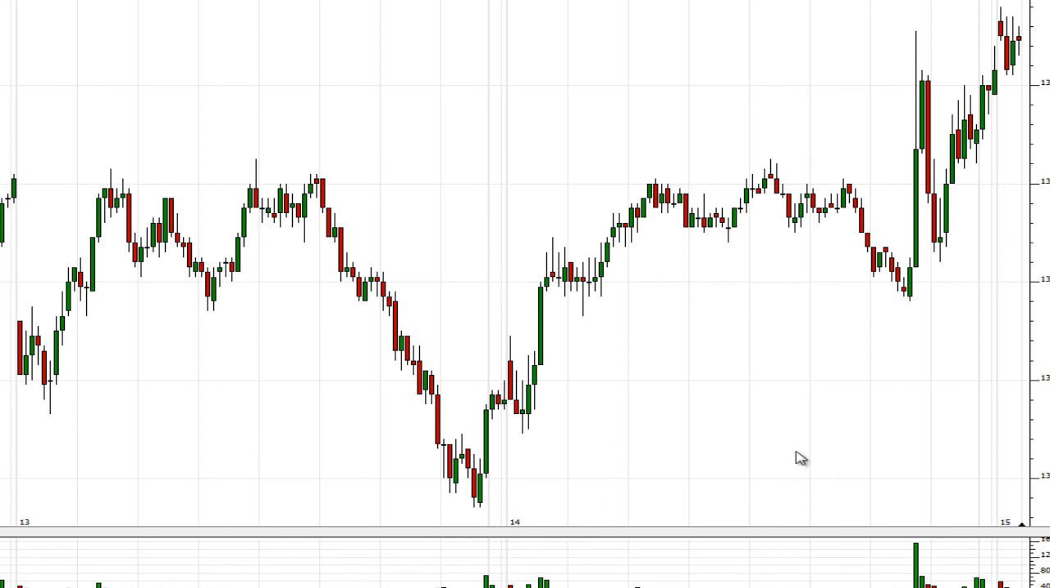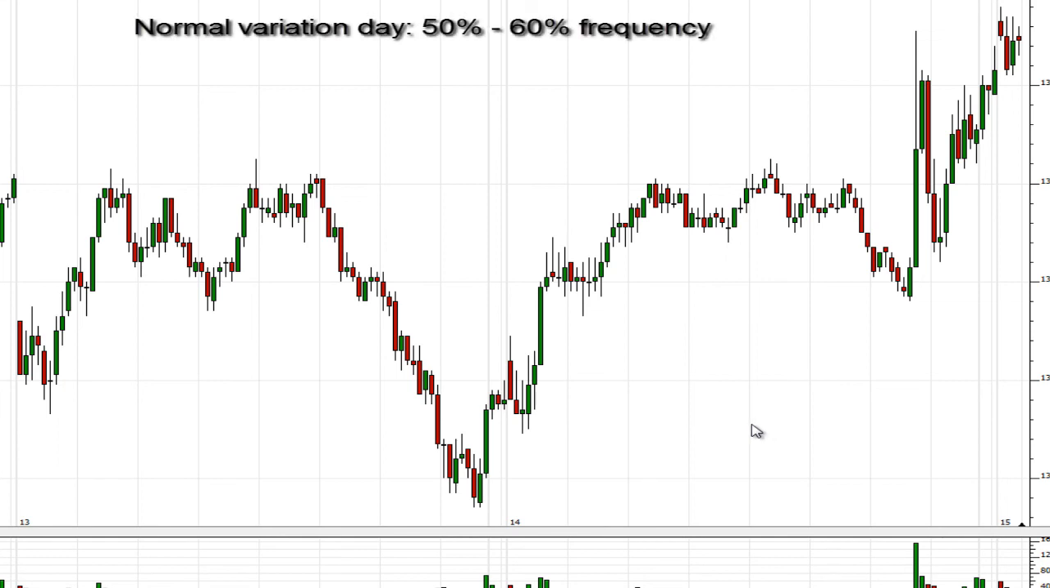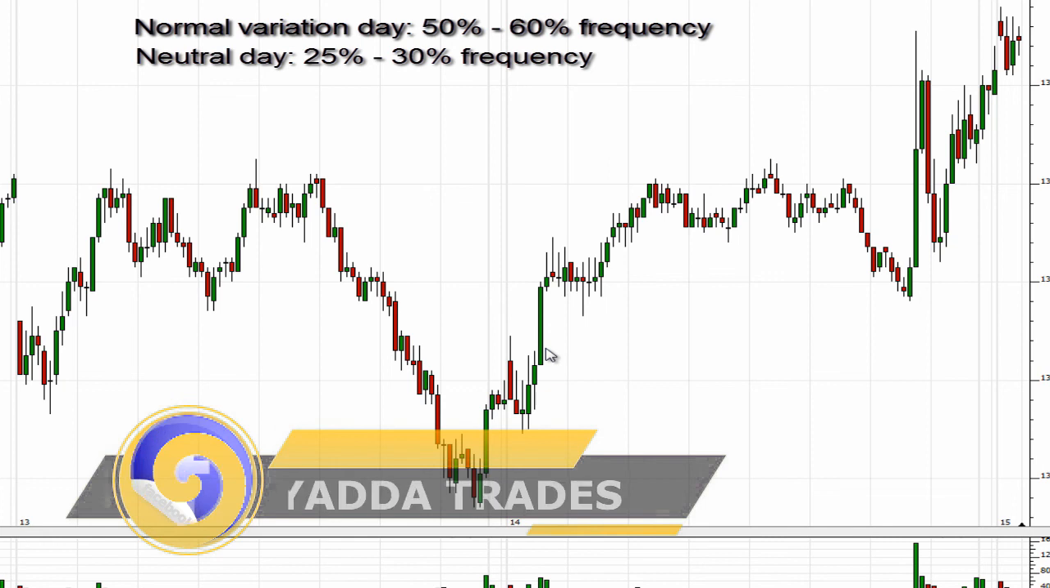Finally, in terms of a few stats of how often these days occur, of all the day types that is, we had already discussed that the normal variation day is the most common type of day, which happens around 50 to 60% of the time, as found in a multi-year study done by Tom Alexander. The next most common day is the neutral day, which happens around 25 to 30% of the time. As you'll notice, together the neutral day and the normal variation day pretty much make up about 80 to 90% of all days, right?